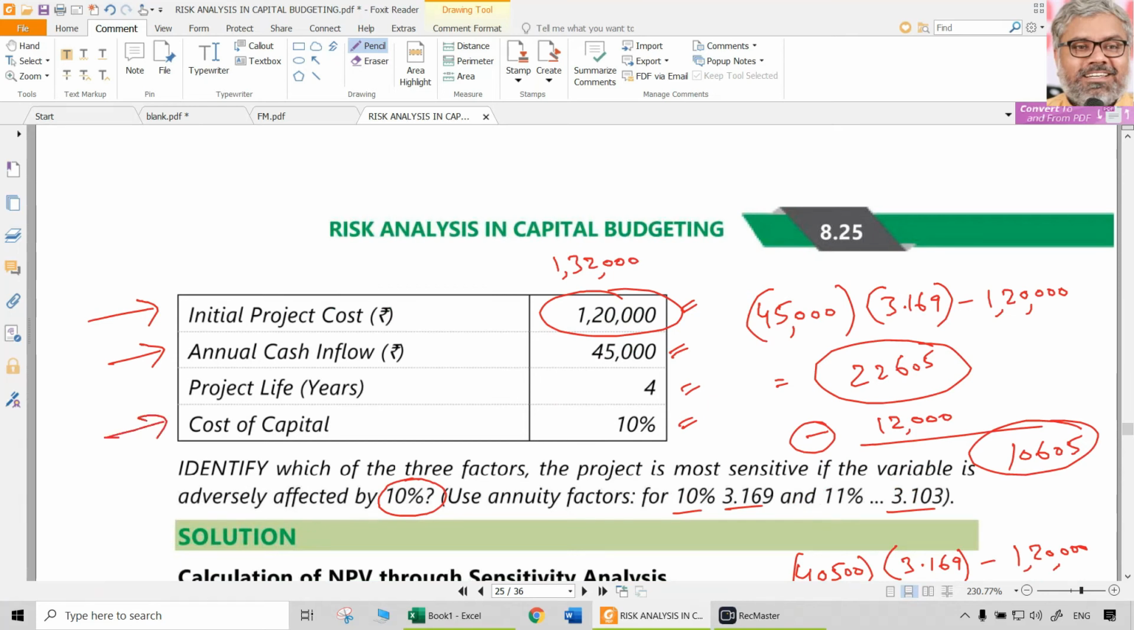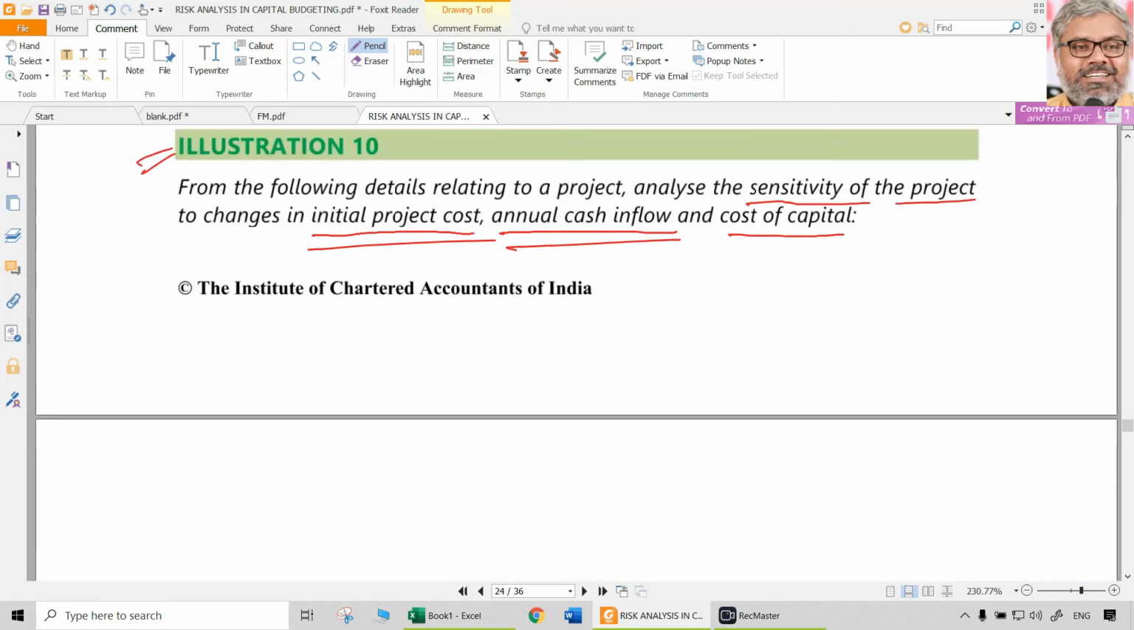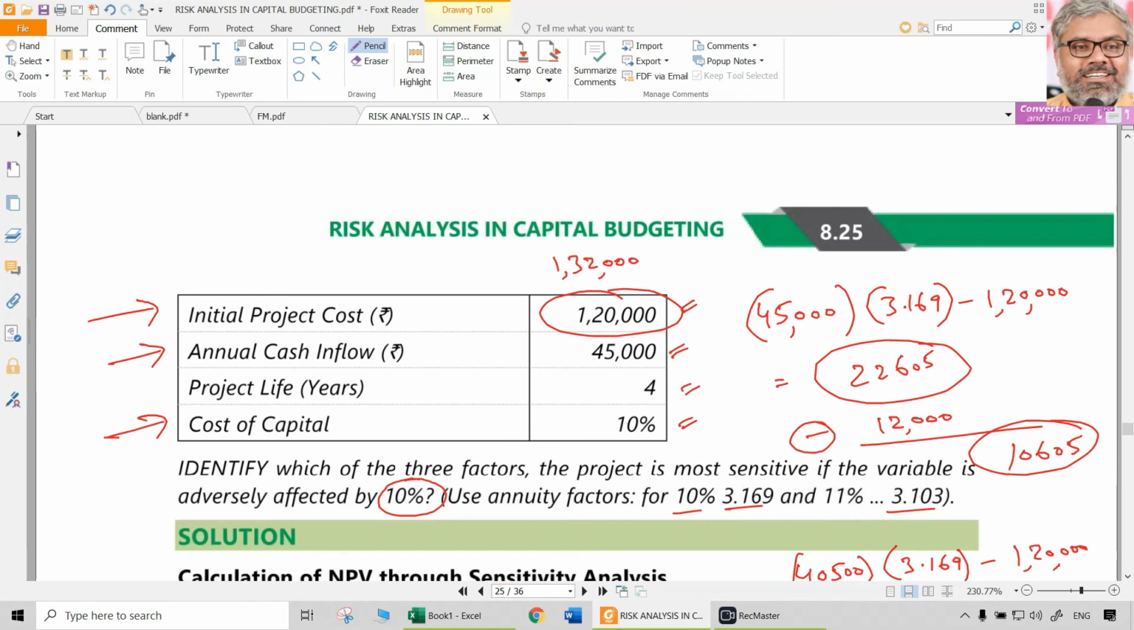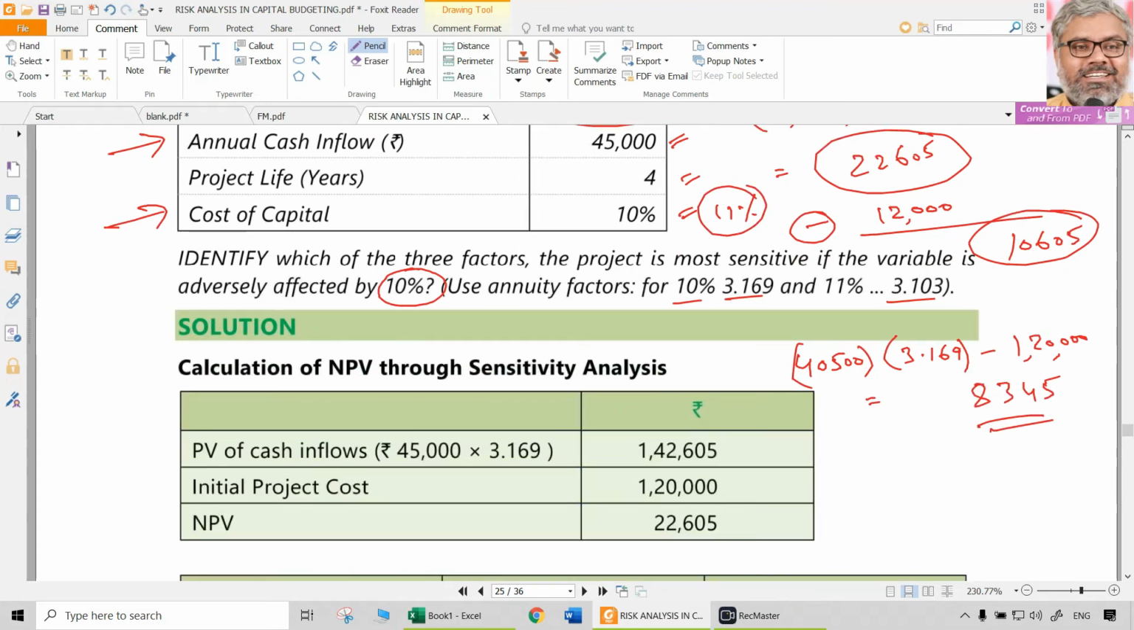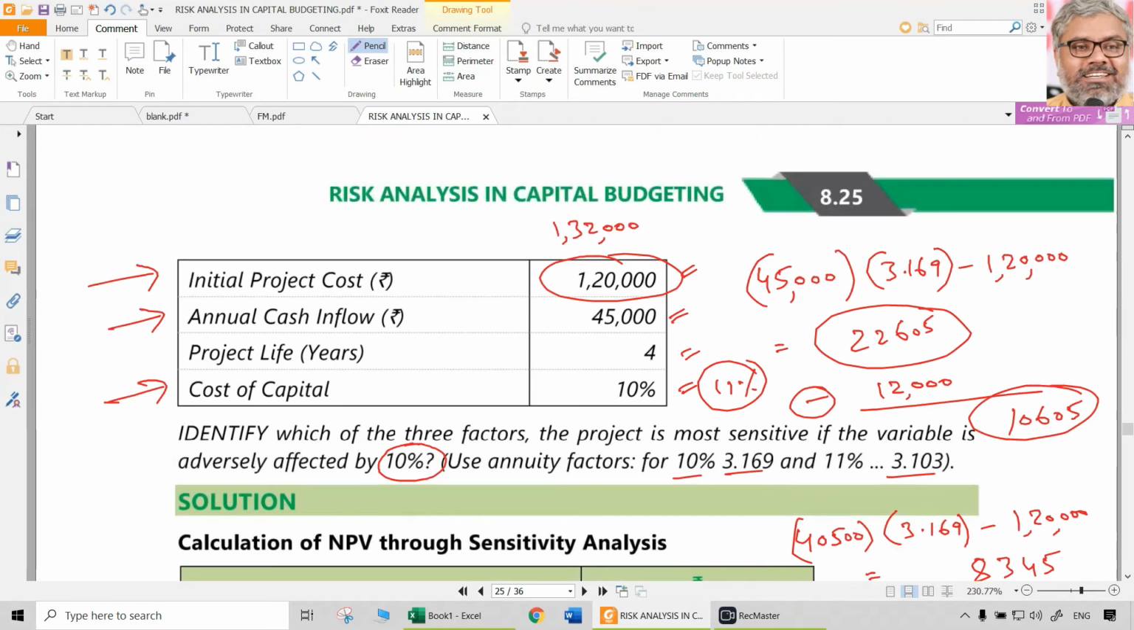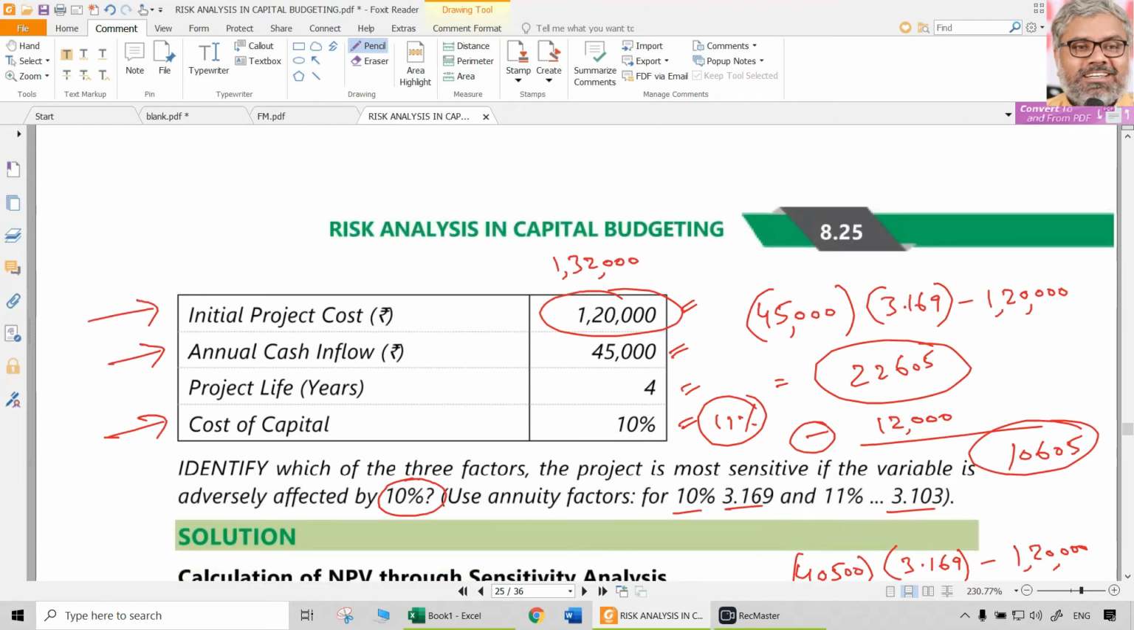That is the second factor, which is annual cash inflow adversely affected by 10%, means reduced by 10%. Then cost of capital adversely affected by 10% means it becomes 11%. 10% plus 10% on 10% is 1% only. So 11% is going to be the new cost of capital. Then what will be the NPV? Recalculate. Only the annuity factor changes. Originally we calculated 45,000 multiplied with 3.169. Now we should use 3.103, minus 1,20,000 which remains the same.